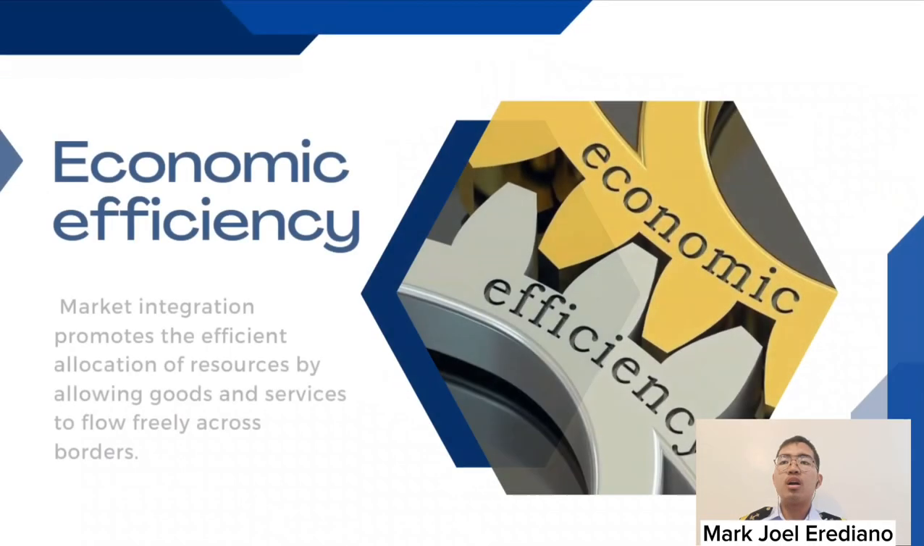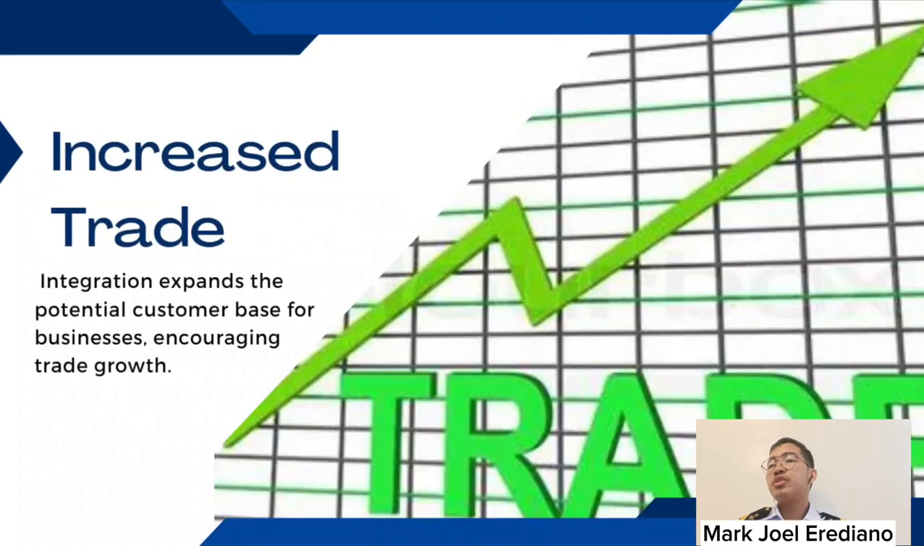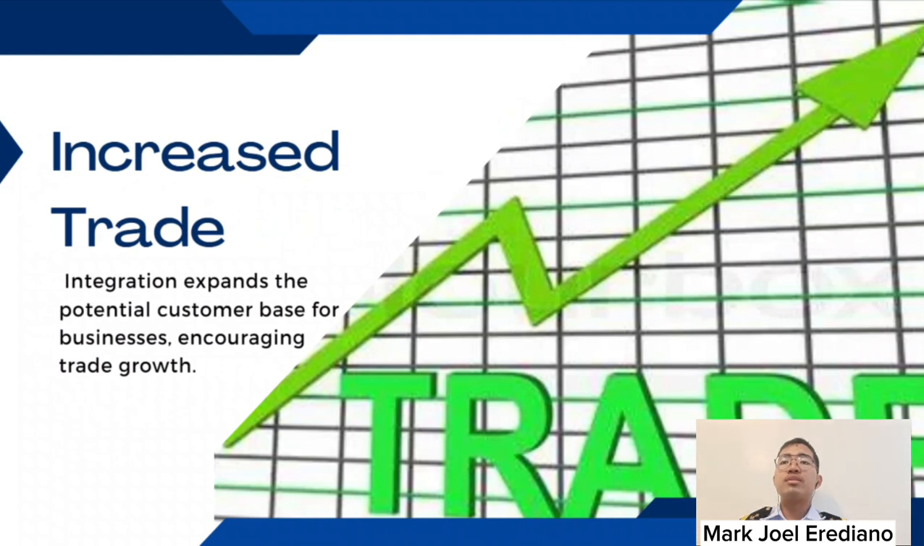The meaning of economic efficiency is that market integration promotes efficient allocation of resources by allowing goods and services to flow freely across borders. This can lead to lower production costs, increased productivity, and improved resource allocation. Now, in increased trade, integration expands the potential customer base for businesses, encouraging trade growth. This can result in increased exports and imports, which can be beneficial for economic growth and job creation.